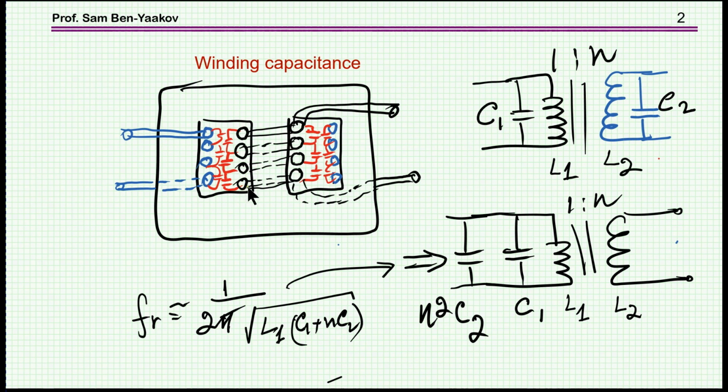Now, we can sort of represent this situation, although it's not accurate because this is a distributed system. As a first approximation, we show it as a lumped capacitor at the primary, a lumped capacitor at the secondary, and now we can reflect the secondary to the primary, and we have a total capacitance. Reflection is times n squared, okay?